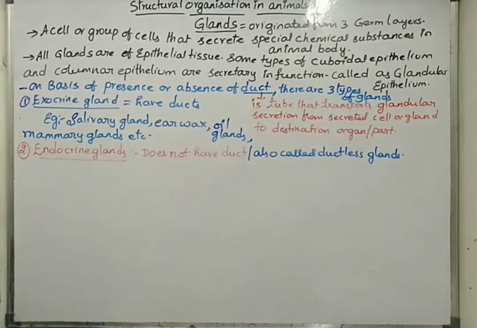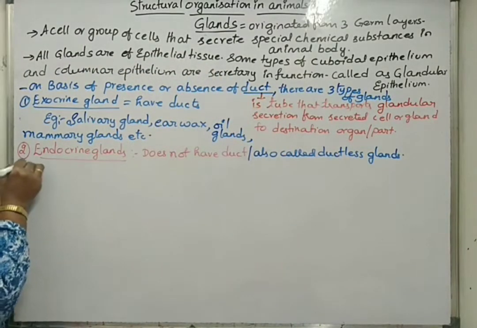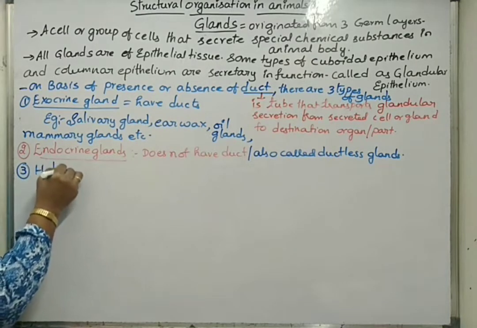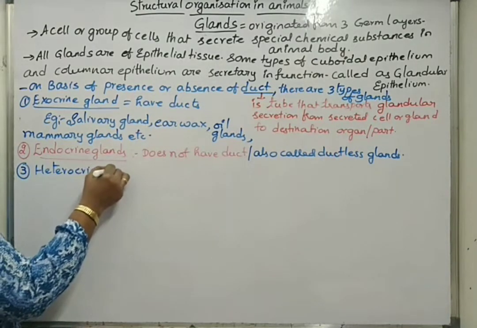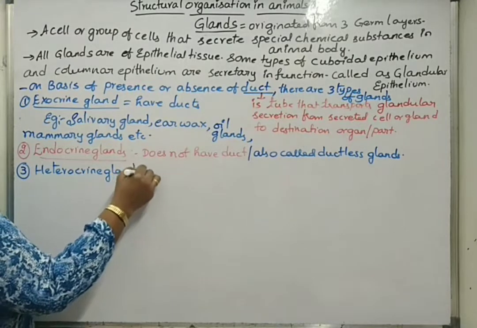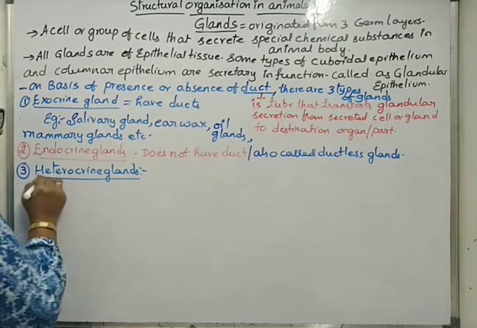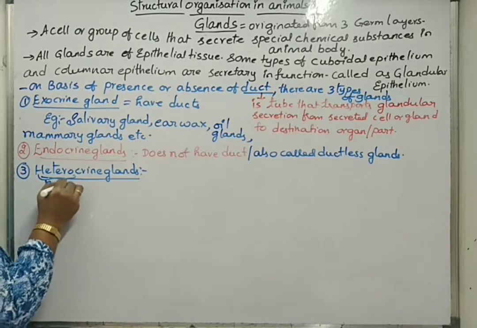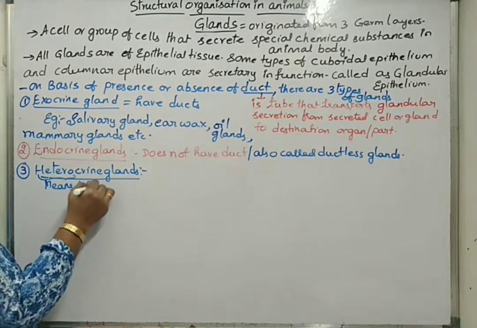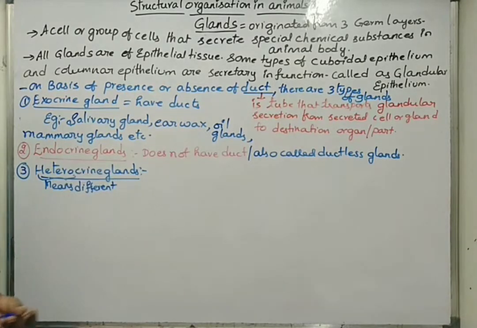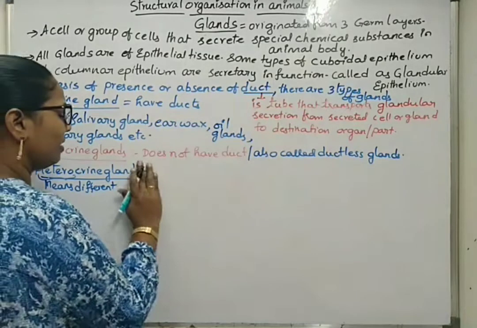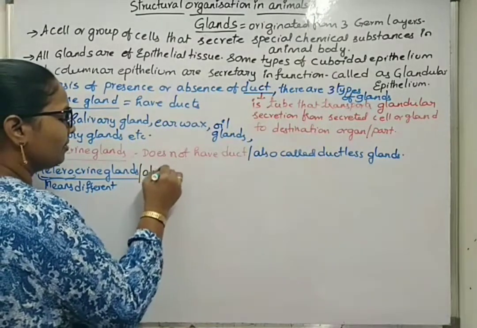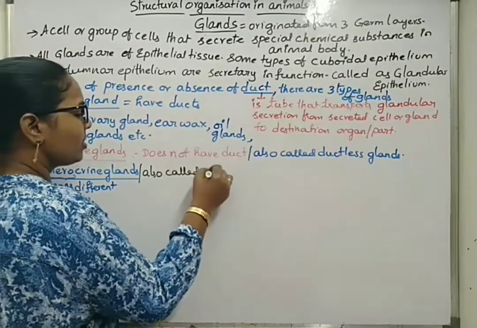Now, the third one is heterocrine glands. Hetero means different. So these heterocrine glands are also called mixed glands.